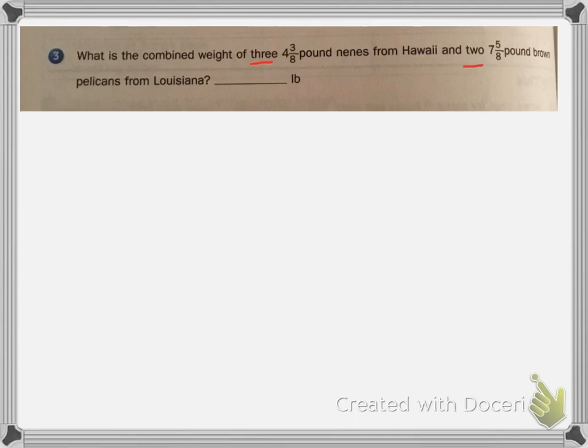All right, let's start with the first bird. I think we call it the nene. So we have 3 birds at 4 3/8 pounds. So 4 3/8, 3 times.